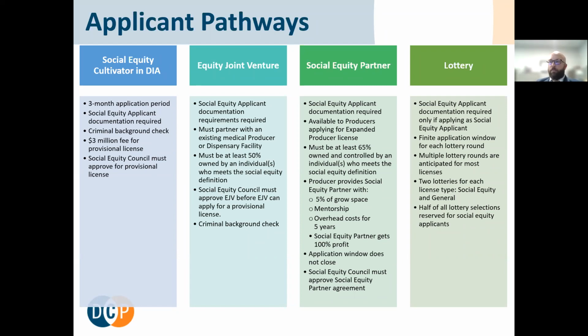And then the primary way for the applicants to have an opportunity is through the lottery. And there's going to be 2 lotteries for each credential type. First one will be a social equity lottery and then a general or standard lottery. And 50% of all the licenses issued need to be for social equity applicants.